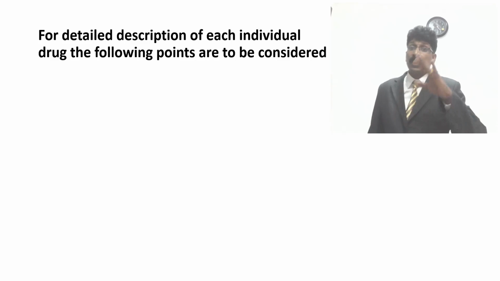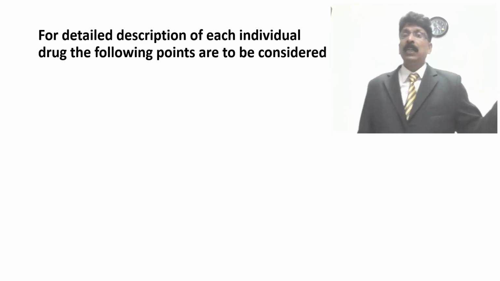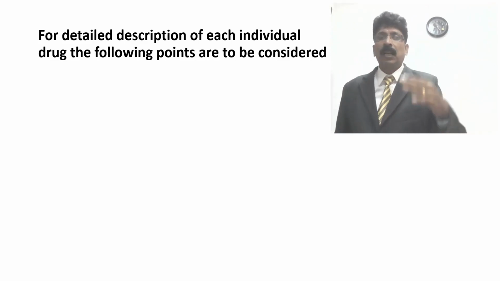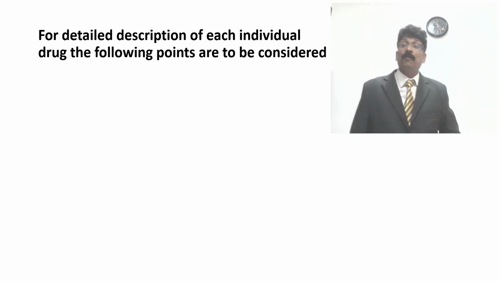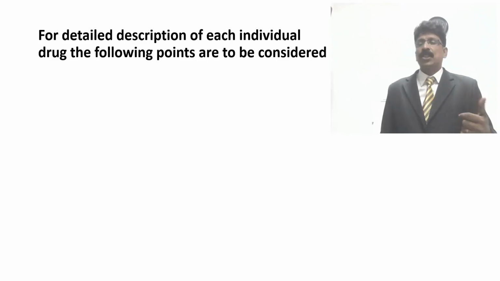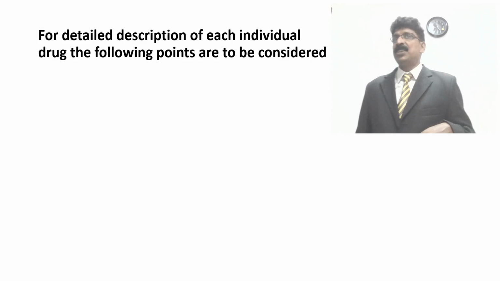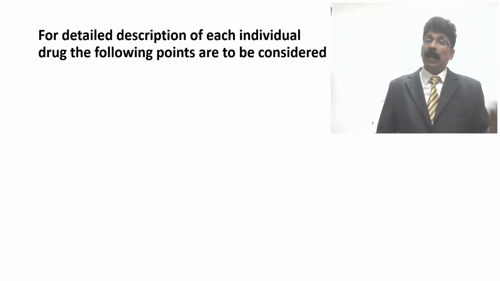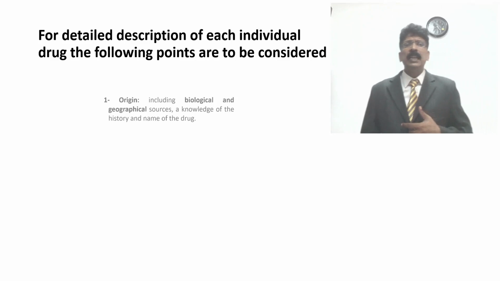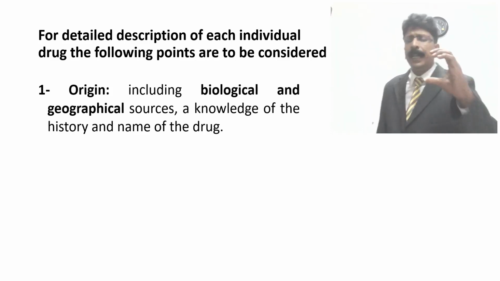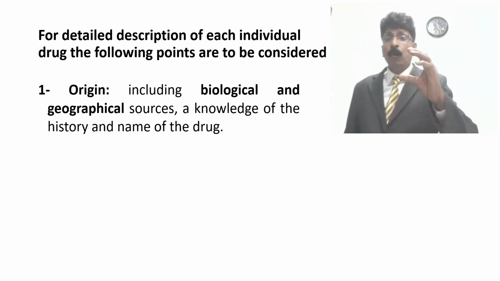Organized drugs are whole plants, whole animals, organs of the plants and organs of the animals. Unorganized drugs are drugs derived from the plant or animal, like exudates, resins obtained by making incisions, and gums. All this comes under unorganized drugs. For a detailed description of each individual drug, what will be there in a pharmacognosy book about one crude drug?